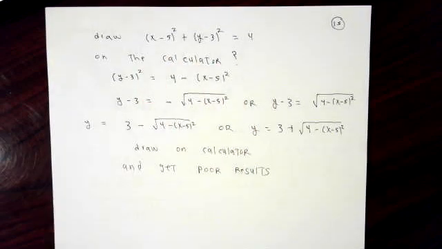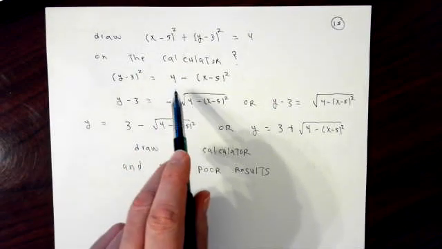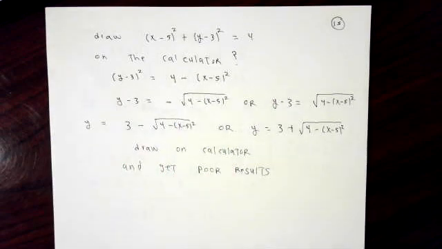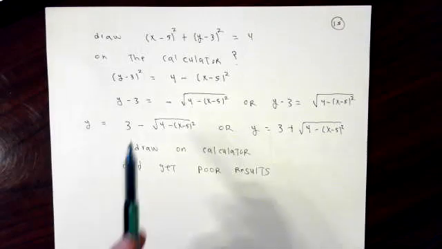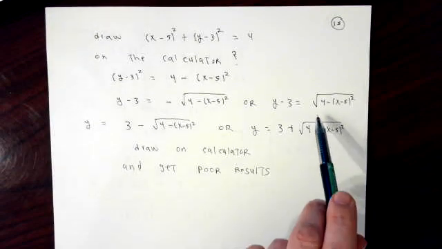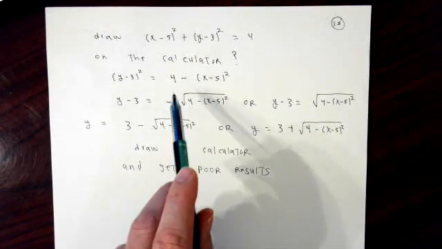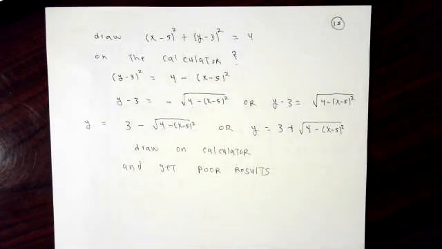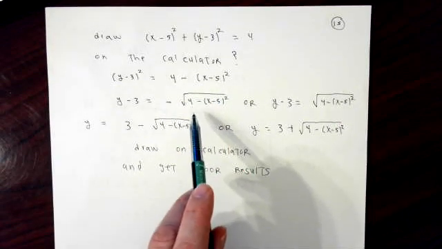Subtract (x minus 5) squared from both sides, and you'll find out that (y minus 3) squared is 4 minus the square of x minus 5. We could multiply (x minus 5) squared out and simplify it and combine it with the 4, but it turns out that really doesn't help you any, so we won't be doing it. This says that y minus 3, well, it could be the principal square root of 4 minus (x minus 5) squared, or it could be the negative of that.